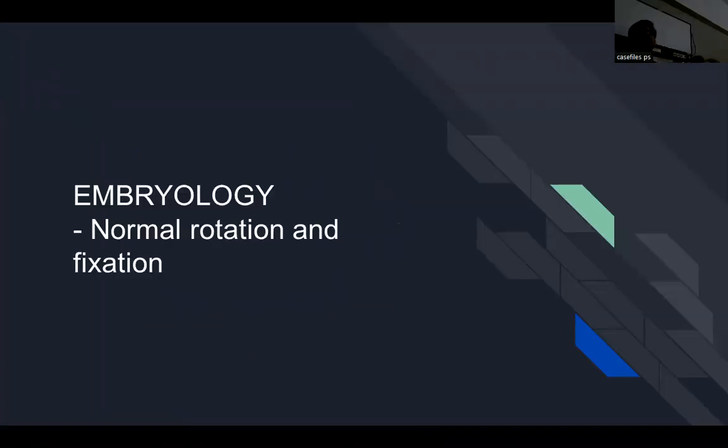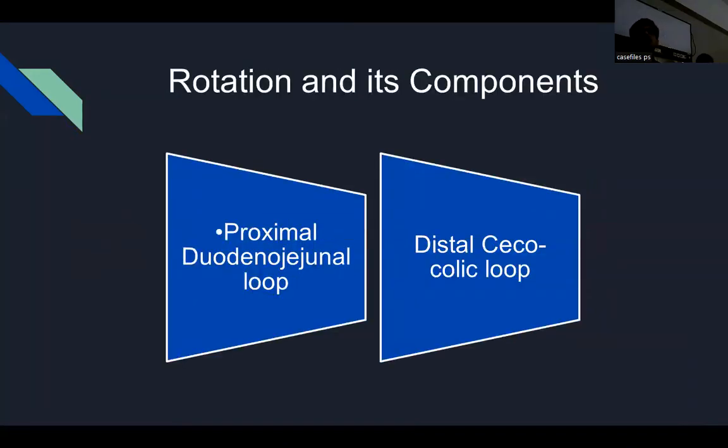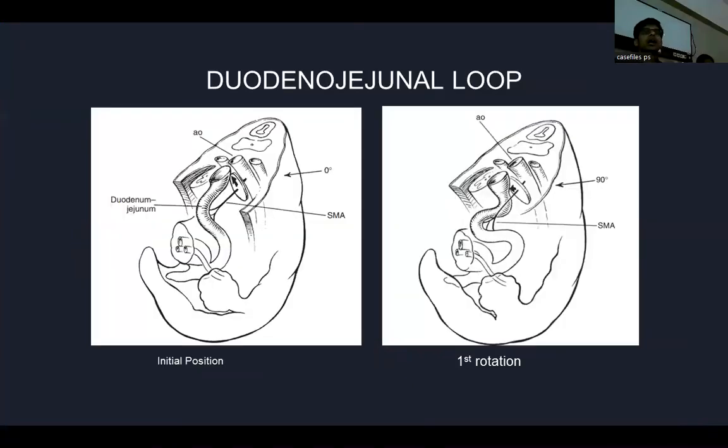In embryology, we will first see the normal rotation and fixation of the gut. It happens in four steps. First is herniation, second rotation, then retraction, and then fixation. However, rotation happens during herniation and retraction as well. There are two components of the midgut that rotate around the superior mesenteric artery. The first is the proximal loop, or duodenojejunal loop, and the second is the distal cecocolic loop.